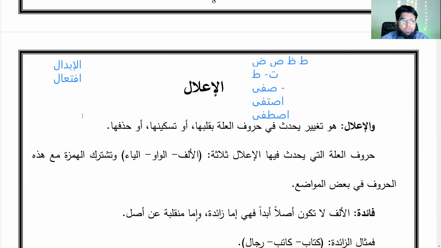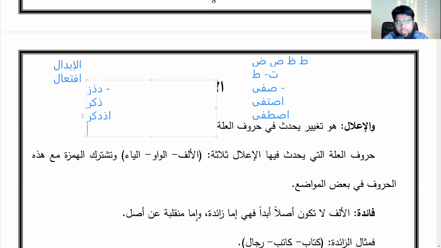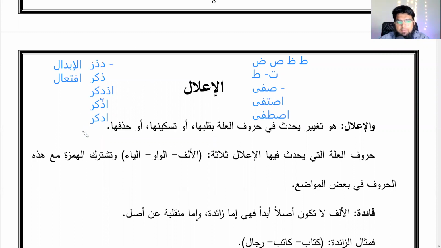And then the second one was dal, ra, zai. They will change the ta to a dal. For example, dhakara. So it will become iddakara. Iddakara. Or for dhakara, for dal, we can do it iddakara also or iddakara also. Right? Now, so these three letters.